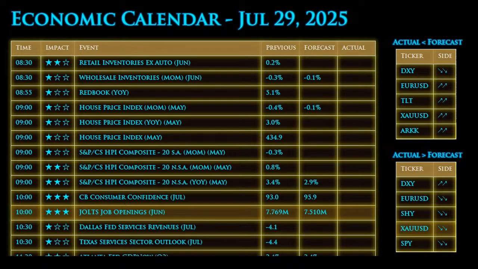Gold is likely to fall as favorable labor data strengthens the dollar and reduces demand for non-yielding assets. The S&P 500 ETF may drop due to fears of persistently high inflation and the potential for tighter monetary policy following strong labor data.